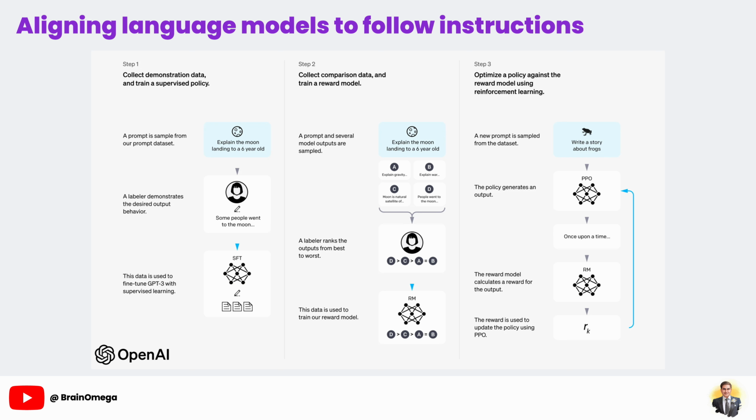The holy grail is to discover an alignment technique that scales with a model's intelligence, ensuring that as AI becomes ever more powerful, our ability to wisely steer it grows right alongside it.